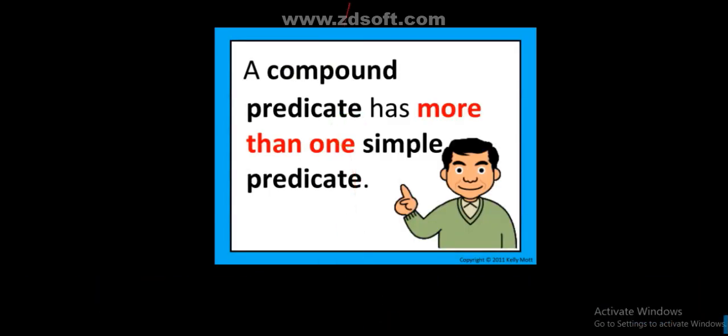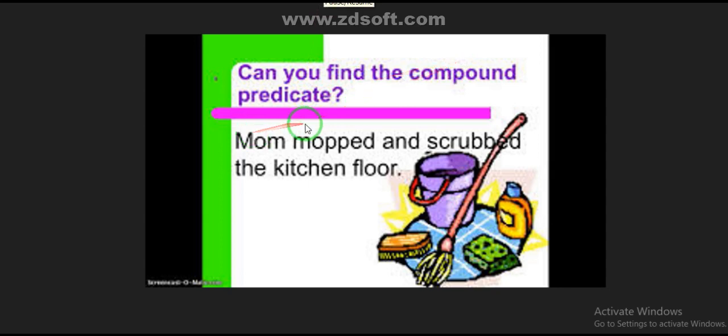A compound predicate is the same. In the compound predicate you have two or three or four, more than one predicate. Not only one, more than one, two, three, four predicates maybe. So when you have more than one predicate, we call it compound predicate. For example, can you find the compound predicate here? Mom mopped and scrubbed the kitchen floor. Here, what did mom do? Where's the predicate? The predicate is mopped and scrubbed the kitchen floor. All of this here is the predicate.